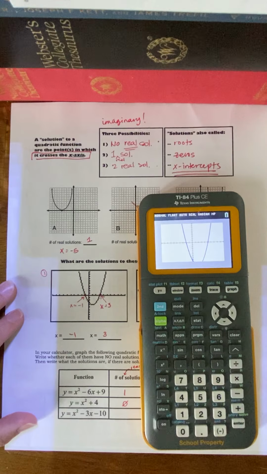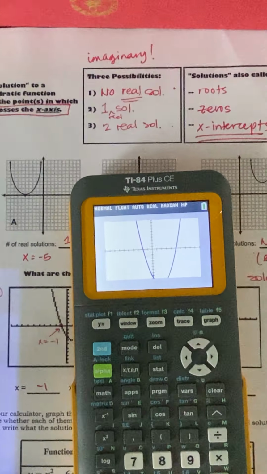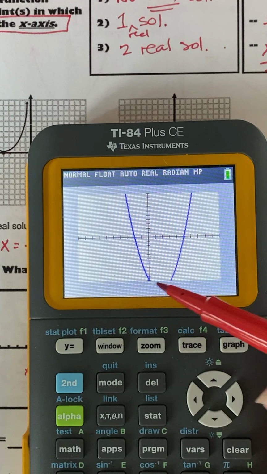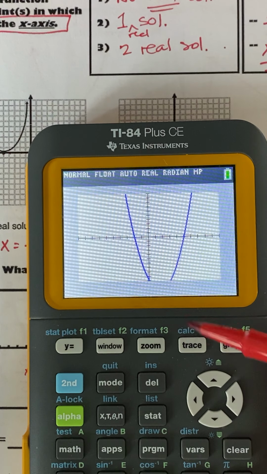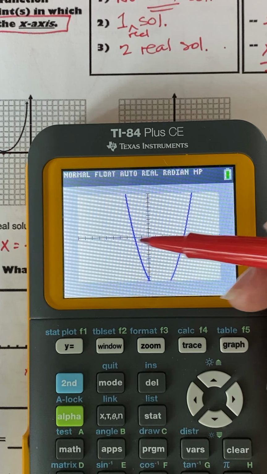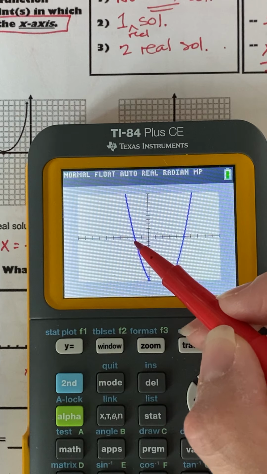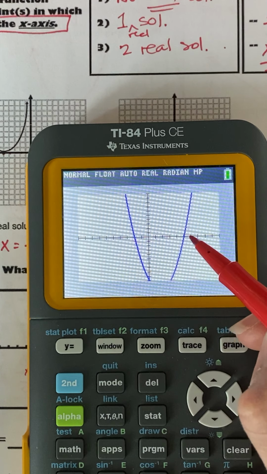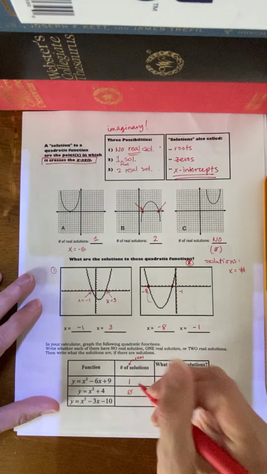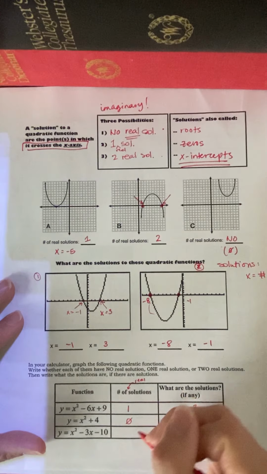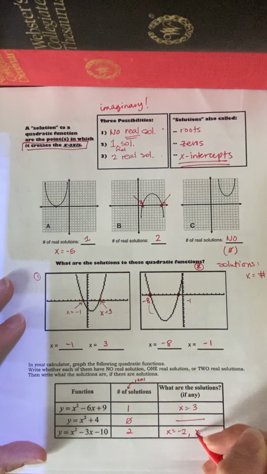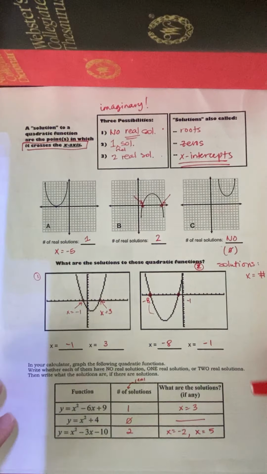And it doesn't necessarily matter that I can't see the bottom of this, the vertex, the turning point, because I really just need to see where it crosses the x-axis. So this is at -2, and then 1, 2, 3, 4, 5. So it says 2 solutions. Sorry, I didn't mean to make it that small. 2 solutions at x equals -2 and x equals +5.